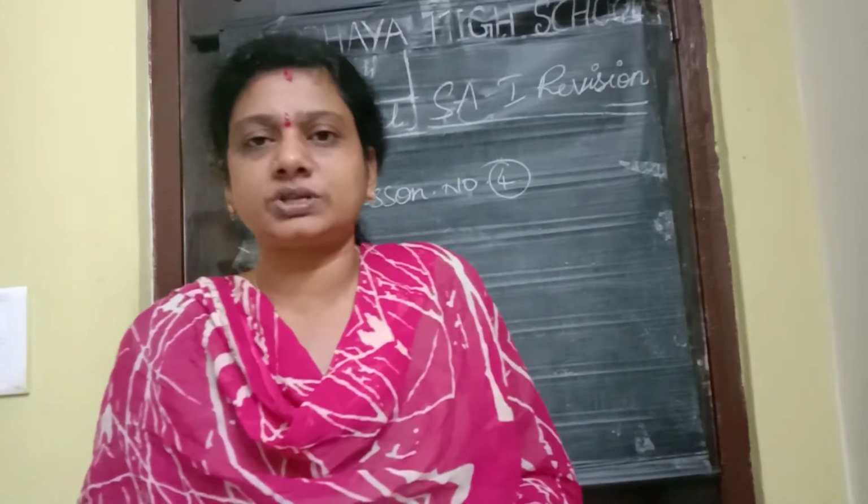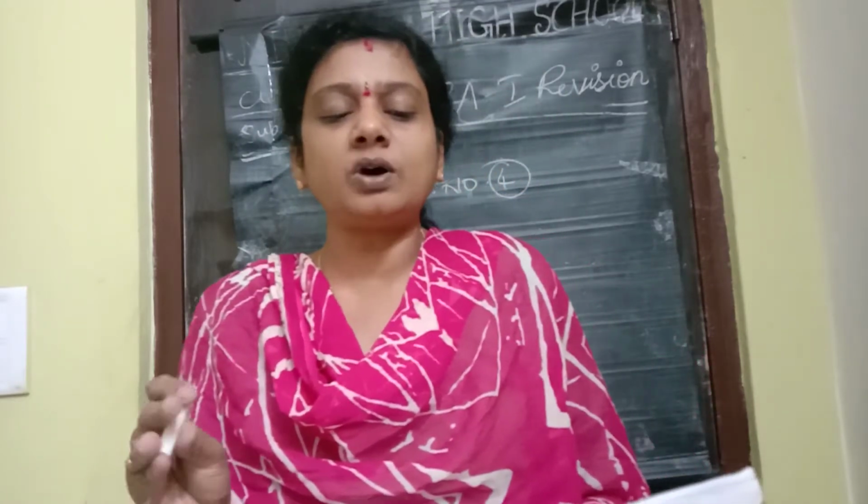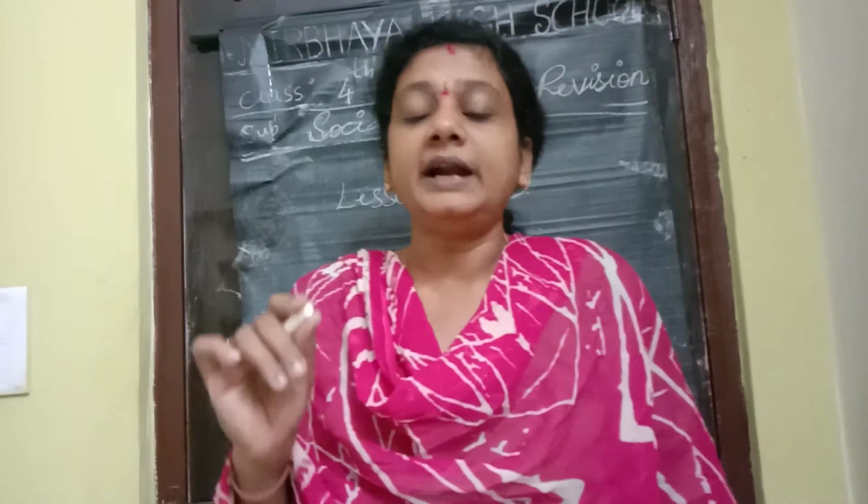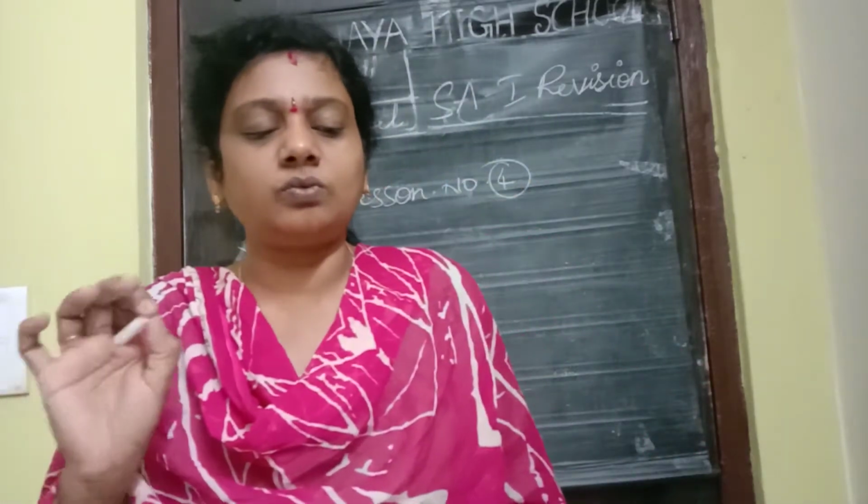And the fourth lesson, children, social, fourth class. Multiple choice questions. What are smaller rivers which join the main river called? The answer is tributaries. Four options are given there. You have to write the correct answer.